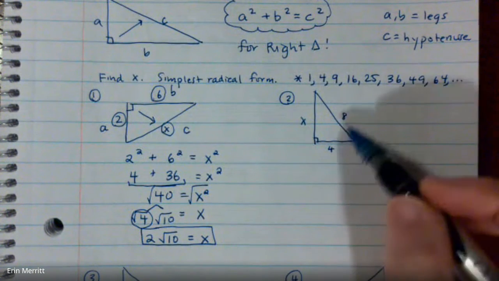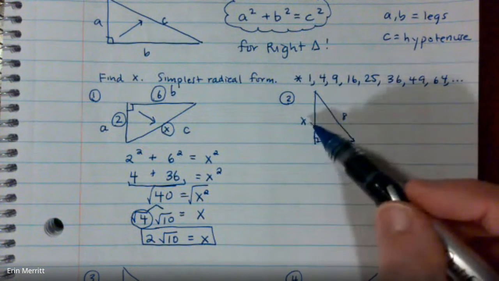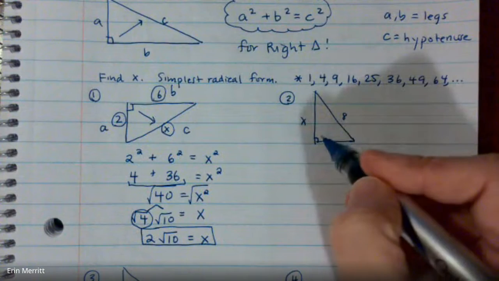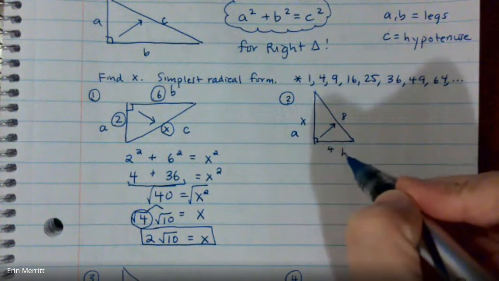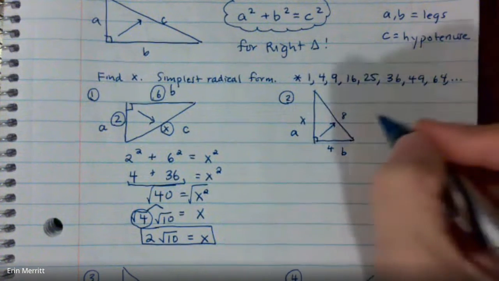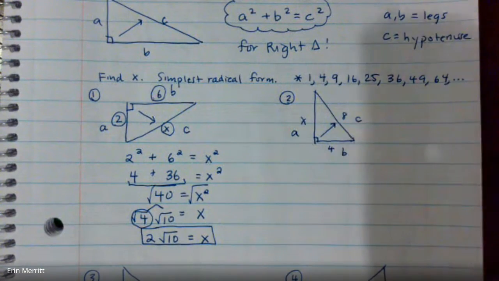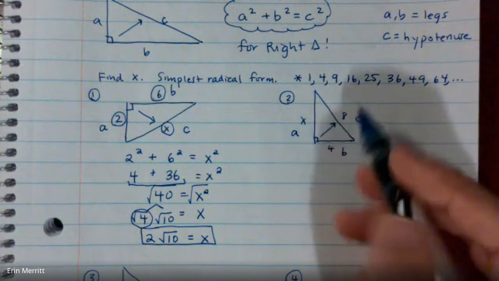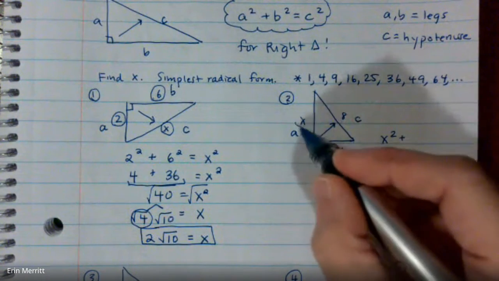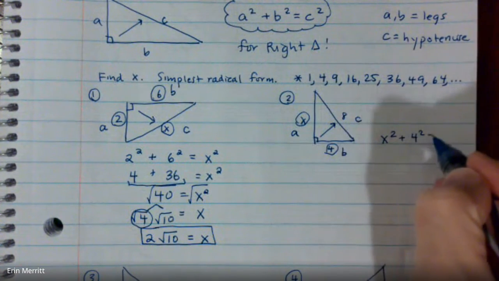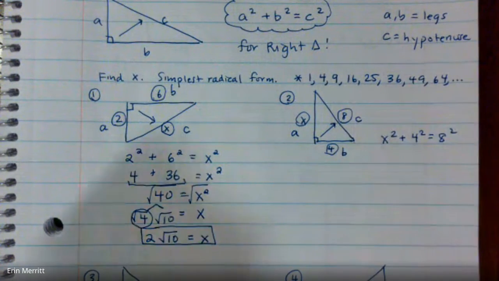Let's try it again. In number 2, the difference is where the x is. So x is one of the legs now, whereas 8 is the hypotenuse. So I can call x A, 4 can be B, and then C is the 8, the hypotenuse length there. All right, let's plug on in. A squared would be x squared plus B squared, 4 squared, equals C squared. So we'll put in 8 there, squared.